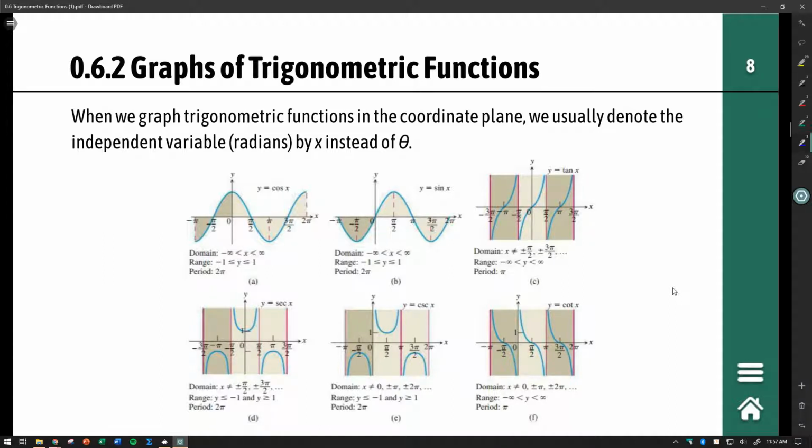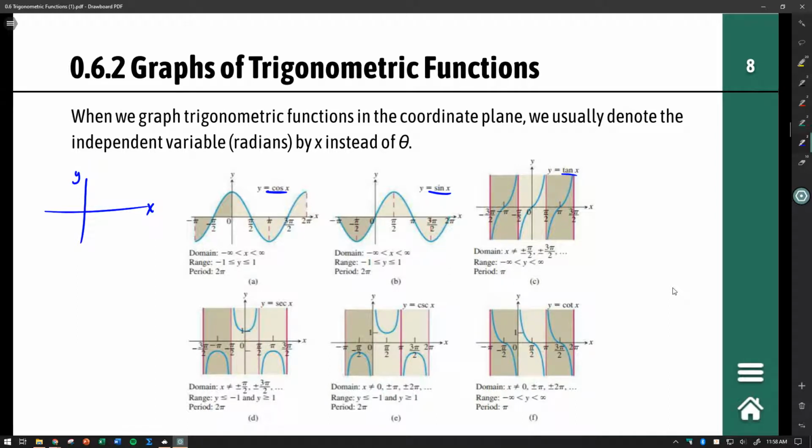So you can see on all the graphs here, and I'll draw one for instance here, we'll go with y and x rather than y and theta. It just makes more sense to use x and y on the graph. So here are the 6 basic trigonometric functions. We have cosine and we have sine. Those are pretty standard. And then we have tangent, which you also may be familiar with.